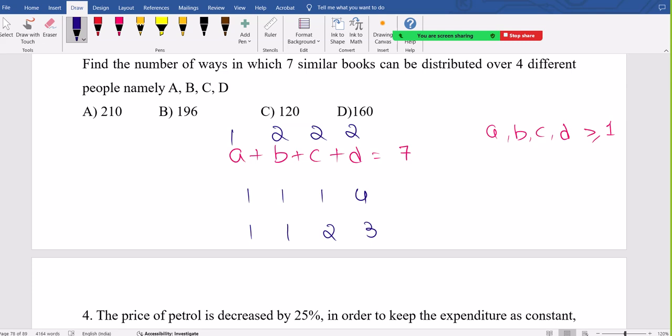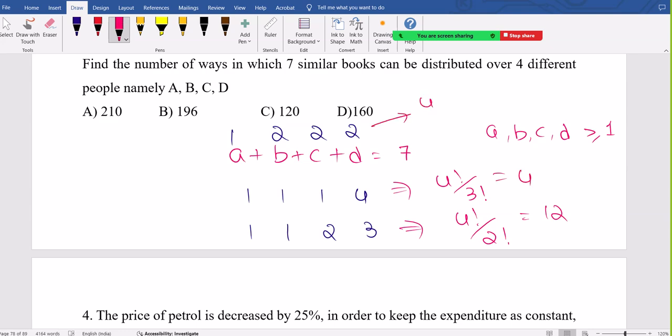Right, without 1, it means if you have to go minimum 2, 4 into 2 is 8, not possible. Now see, we have 4 factorial divided by 2 factorial here because 2 ones are repeated, which is 24 divided by 2, 12. This is 4 factorial divided by 3 factorial because here you can observe 3 ones are repeated. We got 4 only. This is also 4 factorial divided by 3 factorial, which is nothing but 4.